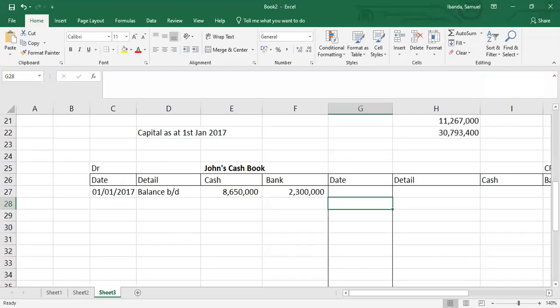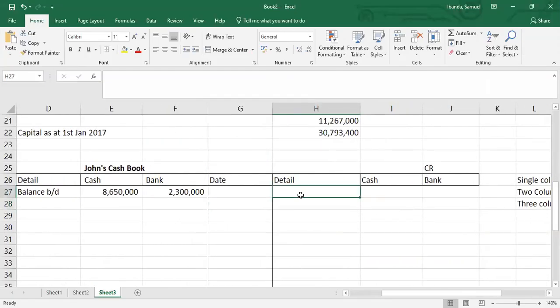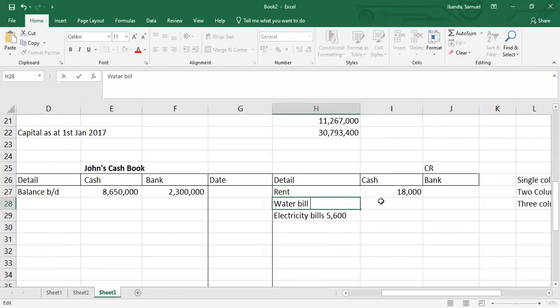Unfortunately, I don't have dates for these transactions, so I'll not fill anything in the date column. I'll just move here and try to sort this out. So make sure you're filling your cash book also on that other side.